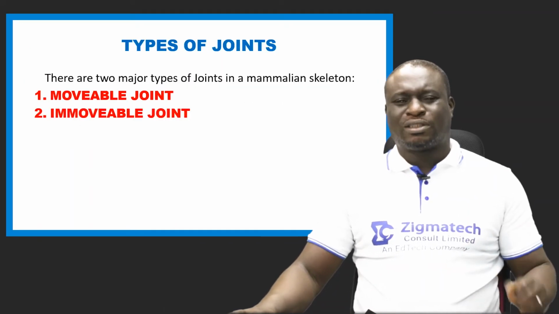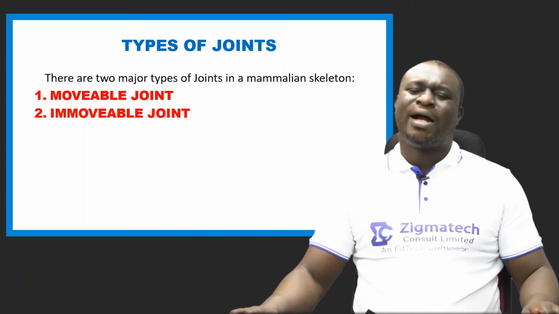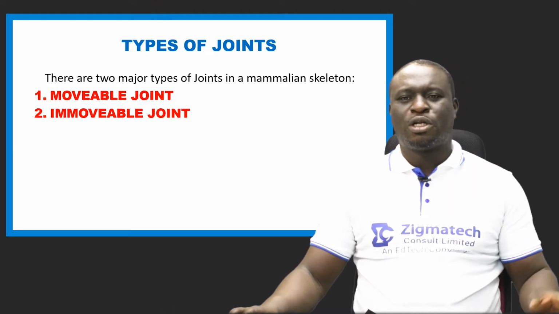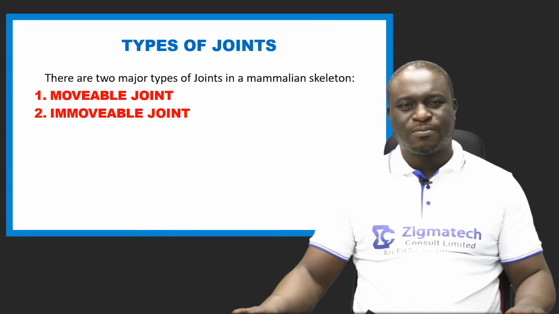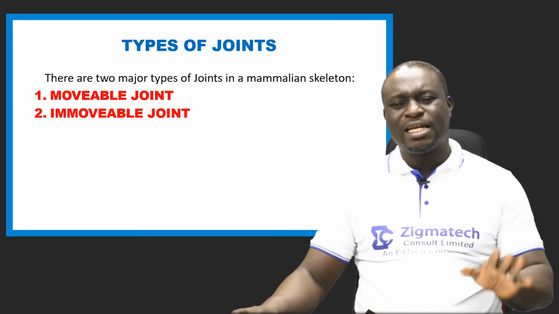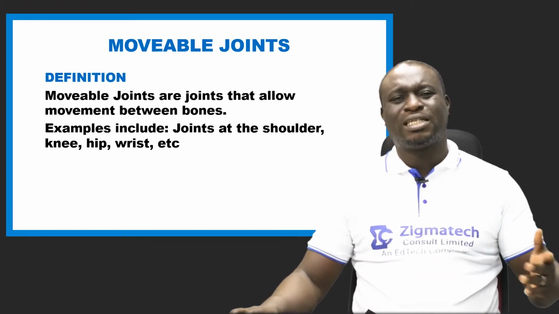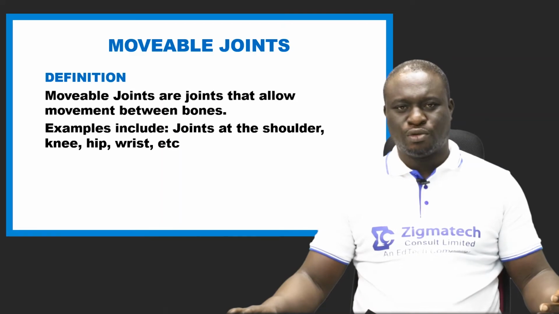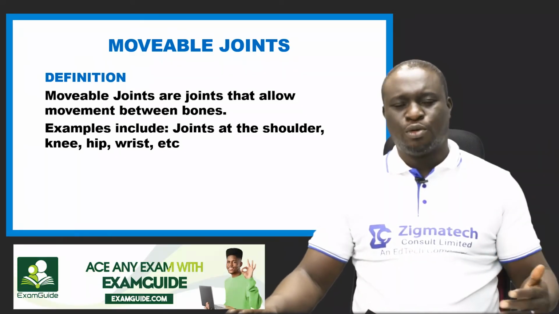And so now, types of joints. Now we have about two main types of joint. We have what we call the movable joints, and we have the immovable joints. Now, what are movable joints? Movable joints are simply joints that allow movement between bones.